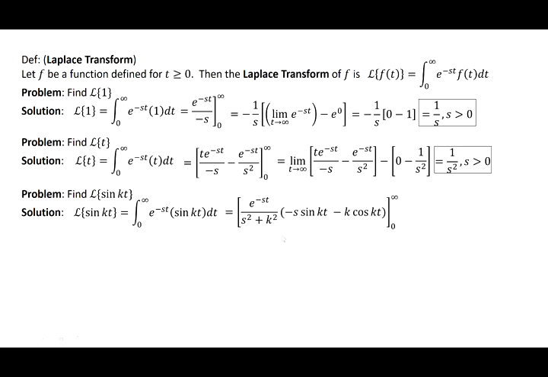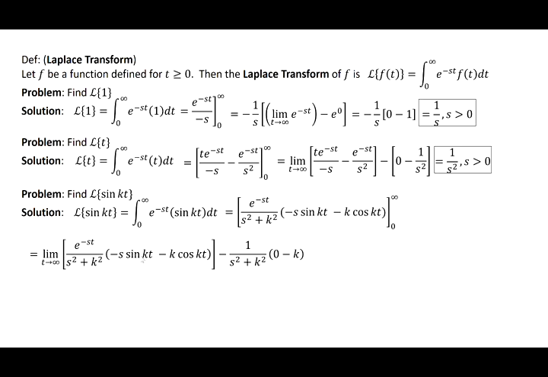So now let's ask again, when we take the limit as t approaches infinity of all of this, what are we going to get? We have e to the negative st times sine kt.